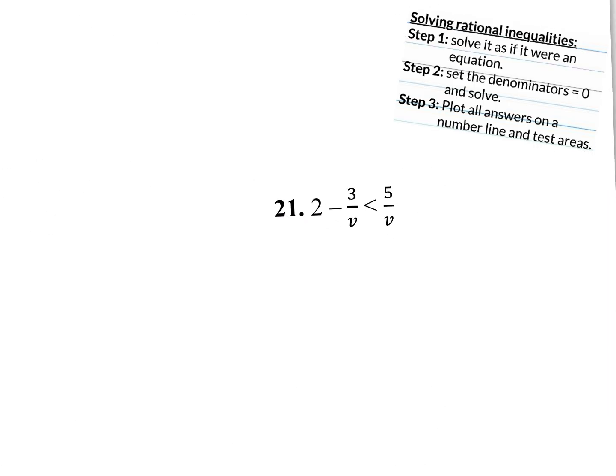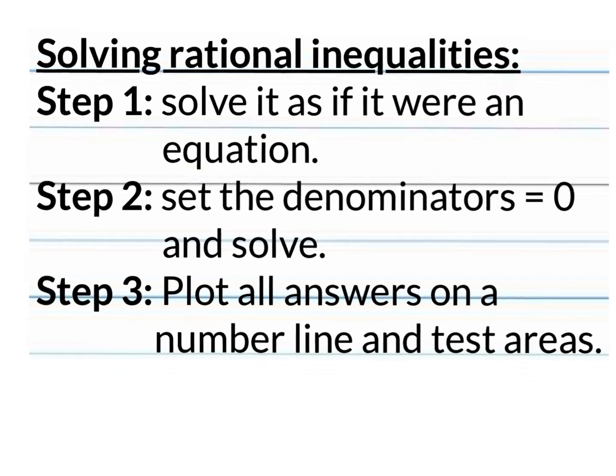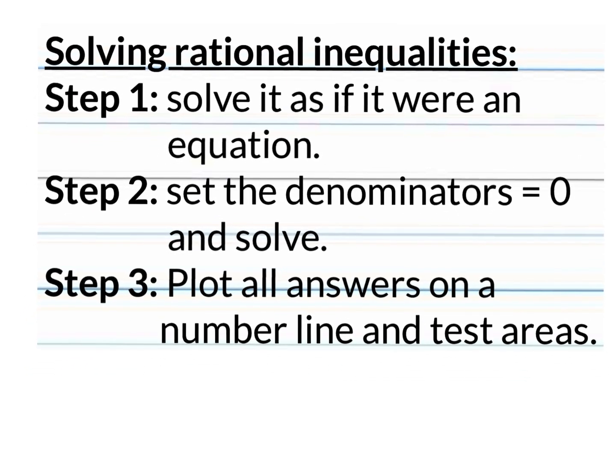Before we begin on 21, here are the steps. It's a lot more complicated and a lot more time consuming than just getting rid of fractions. Step 1 is you solve it the way you solved the first side of this worksheet, solving equations. You want to get rid of a fraction, so multiply everything by the denominator. It makes the fraction disappear and you're going to get an answer. So step 1, solve it, get an answer. Step 2, go to your denominators, set them equal to 0 and solve, and you're going to get more answers. Step 3, plot all of your answers on a number line and test the areas.